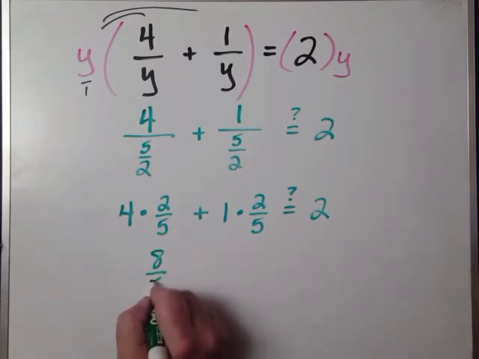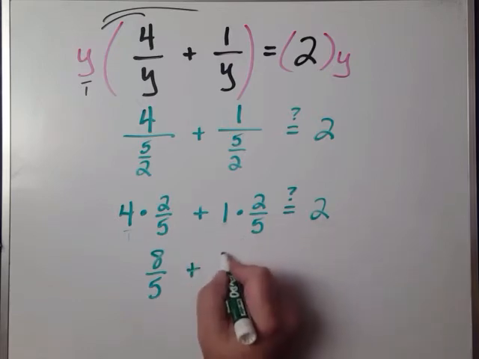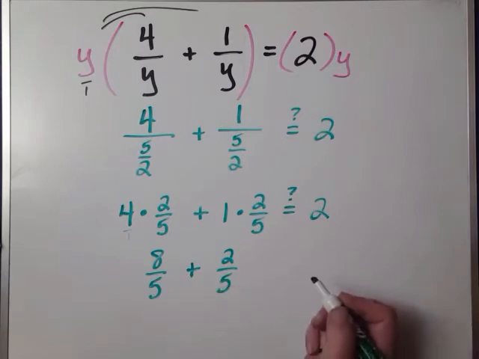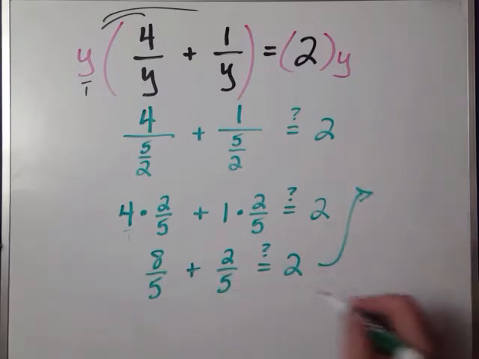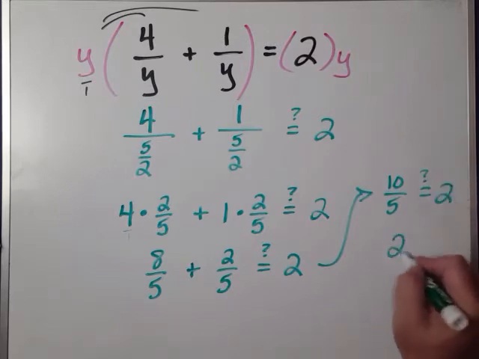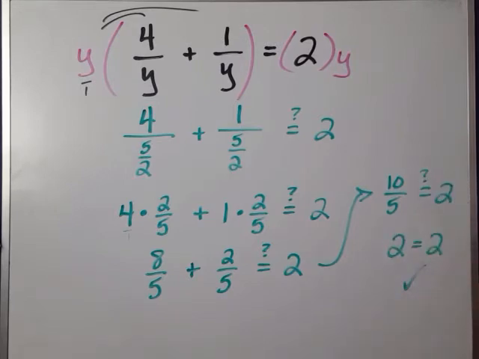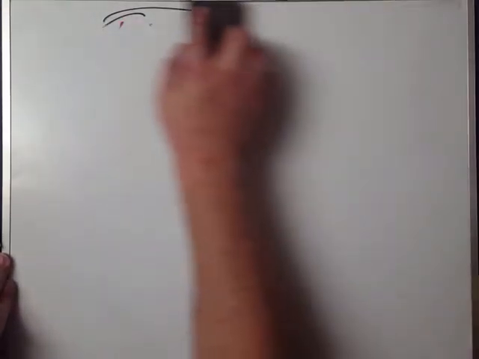This gives me 8/5. Remember that 4 is over 1, and plus 1 times anything is itself. Eight fifths plus 2/5 is 10/5, and 10 divided by 5 is 2. And so yes, that works. It will become clear later on why I'm saying I want you to practice checking these answers. Right now, let's do number 28.